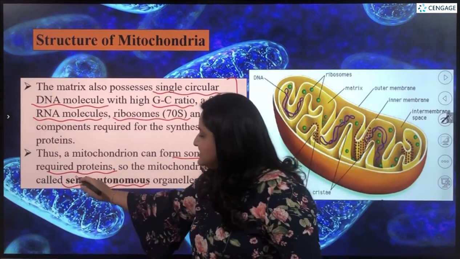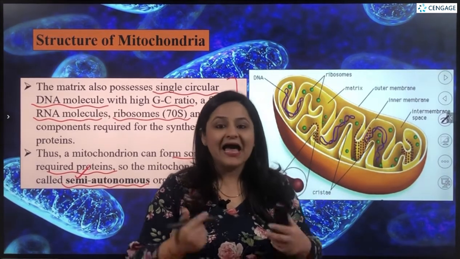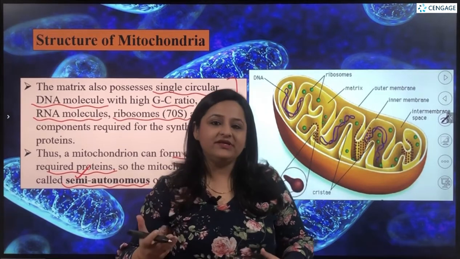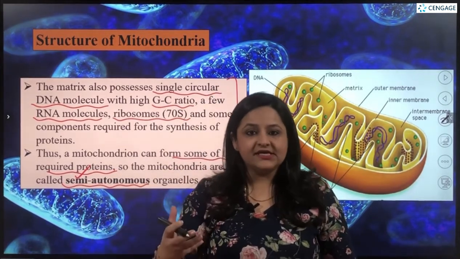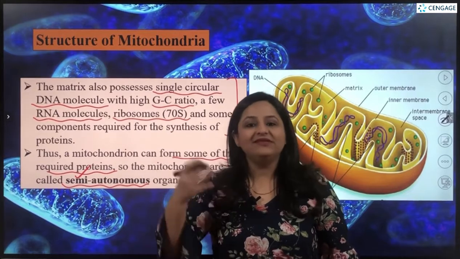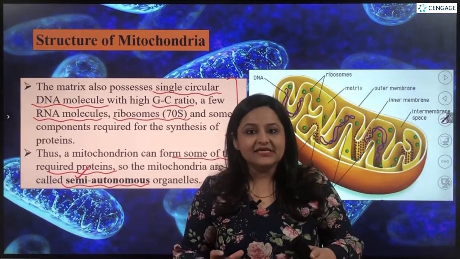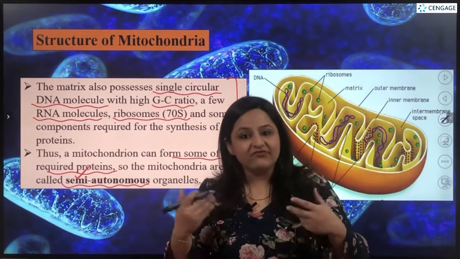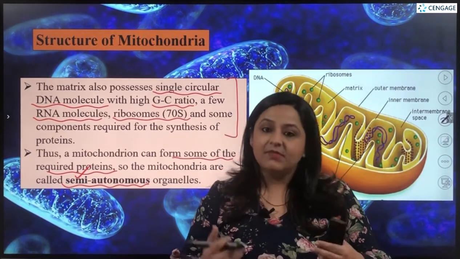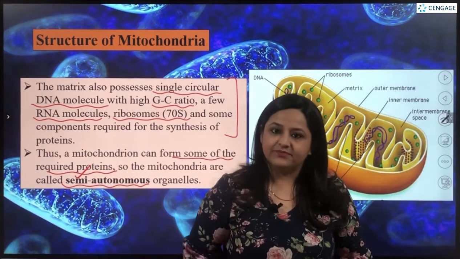Now, why are they known as semi-autonomous? Because they are able to form some of the proteins and not all of the proteins that are required. So, for all the other proteins, they have to depend upon the cytoplasm and the other machinery of the cell. That is the reason they are known as semi-autonomous. That means they can form some proteins themselves, but not all the proteins that are required for their survival.